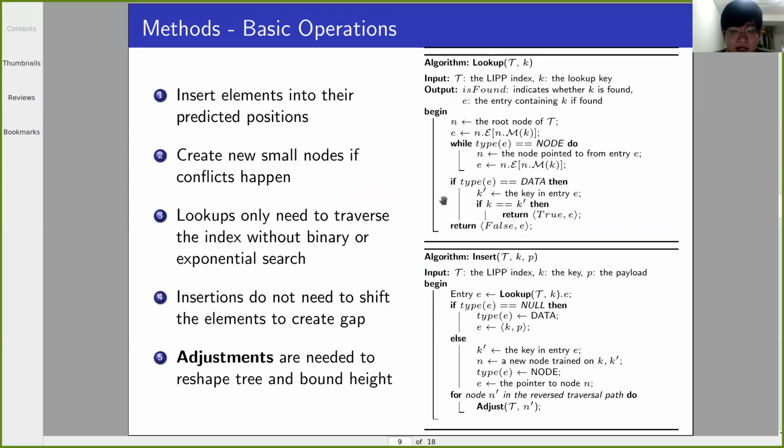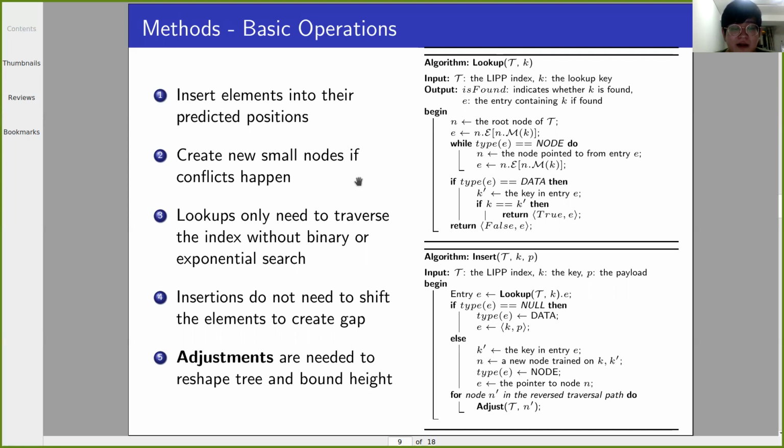Next, we just show a sketch of the lookup and insert operations. Recall that our idea is to force precise positions. However, it seems implausible since learned models are hard to make perfectly exact. Thus, we just require that elements be inserted in their predicted positions, and we will create new small nodes to hold the conflicting elements if new insertions cause conflicts. Therefore, lookups are so easy that they only need to traverse along the index without additional binary or exponential search. Moreover, insertions do not need to shift elements to create a gap.